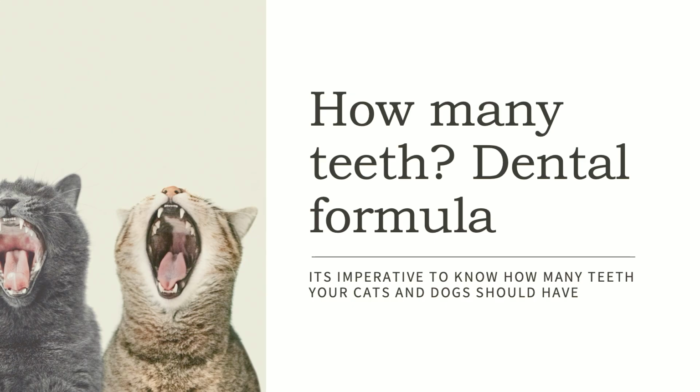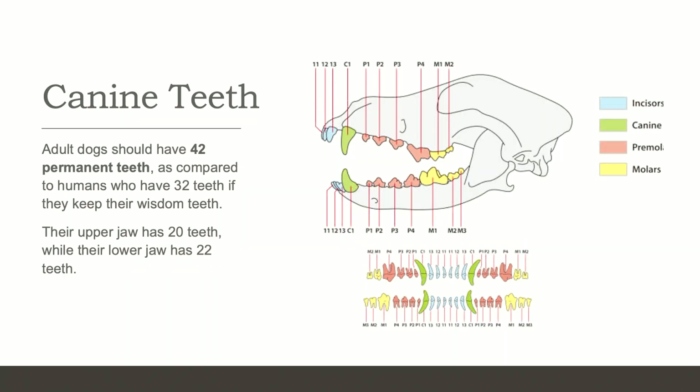You should know how many teeth are in the cat's and dog's mouth to know if any are missing. Maybe there's teeth below the gum line that are resorbing. Maybe there are just snapped off crowns and just retained roots. They could have had a dental prior. So knowing your dental formula is very important.